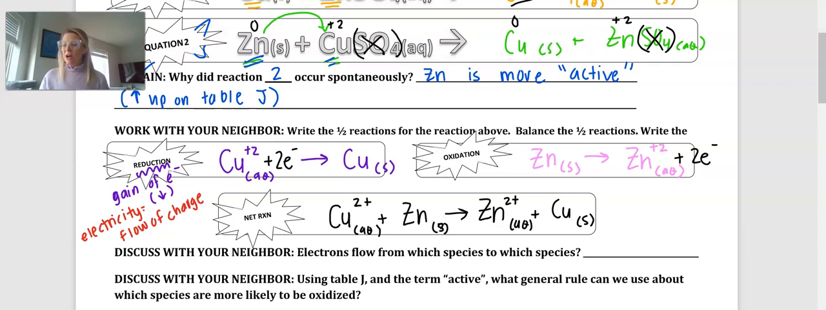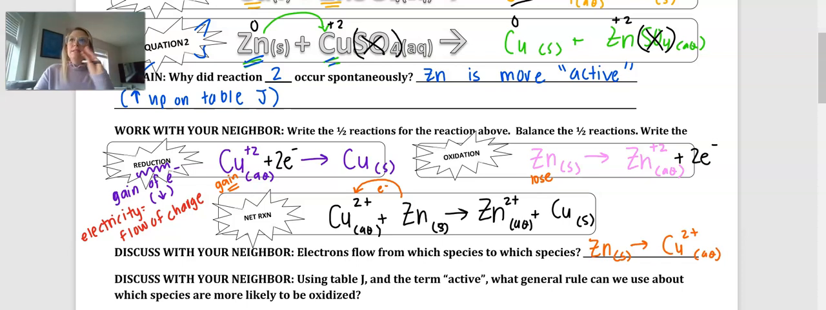So looking back at our equation, note that copper 2+ is again gaining electrons, right? This is a gain of electrons, and our zinc is losing electrons. And so our flow of electrons is going to be from Zn to Cu2+. So the electrons flow from Zn, and again, solid, that's very important, to Cu2+ aqueous.